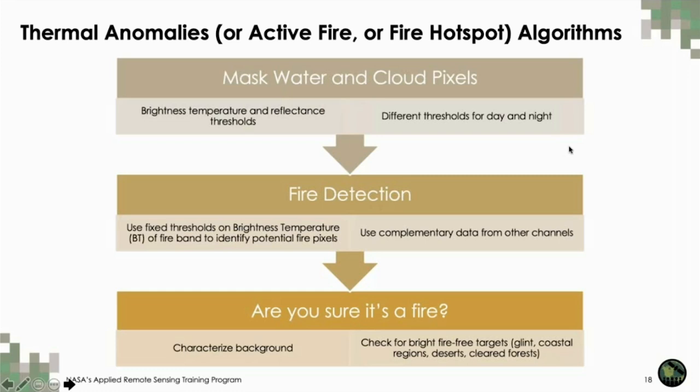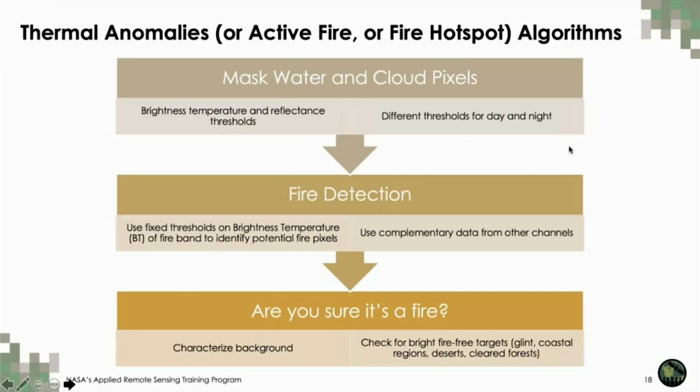Once you detect the fire, you want to make sure that this is a fire and not a false alarm. A false alarm means that if you detect a fire based on the threshold of brightness temperature, that brightness temperature can also occur because of other sources. For example, a huge solar panel farm sitting in California can produce a very high temperature, the same as the fire temperature, and you will say, oh, there is a fire, but in reality it is a solar panel farm. To make sure there are checks and balances in the algorithm, we check the background, and we check for fire-free targets, which are typically constant, like coastal regions, deserts, and sometimes very clear forest with high reflectance.